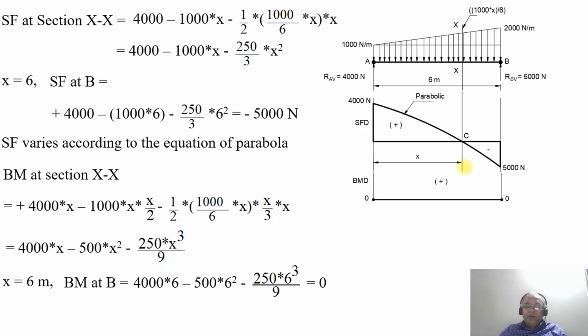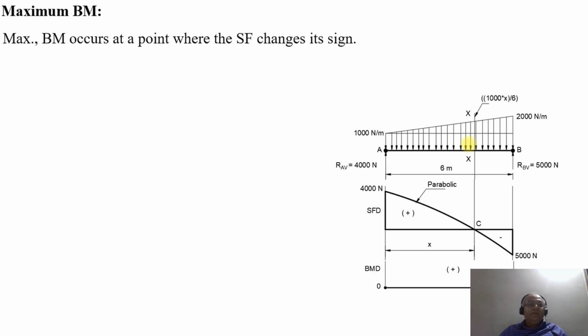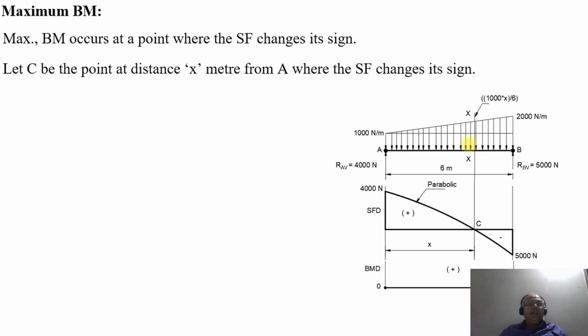So what I need to find out first is at what distance C the shear force changes its sign from positive to negative. If you find that, then at that particular point we can apply it to get the maximum bending moment. So maximum bending moment occurs at a point where SF changes its sign from positive to negative. Let C be the point at a distance of X meters from A where SF changes its sign. So since it is the section XX, at the point C, SF will be equal to 0, because the value is changing its sign from positive to negative.